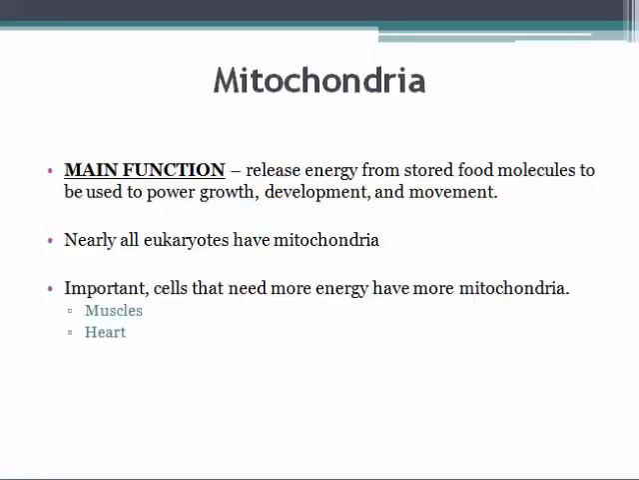Mitochondria. The main function is to release energy stored from food molecules to be used to power growth, development, and movement. Nearly all eukaryotes have mitochondria. Important cells that need energy have more mitochondria. So basically, if you're more active, you will have more mitochondria. Examples in humans include muscles and the heart.